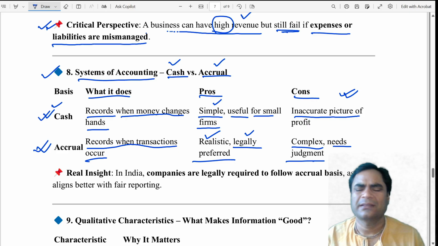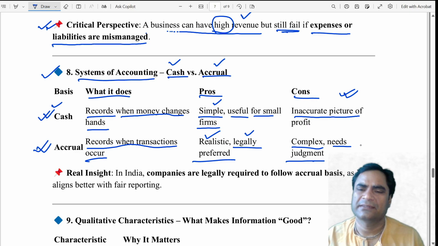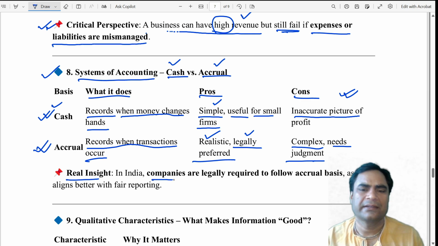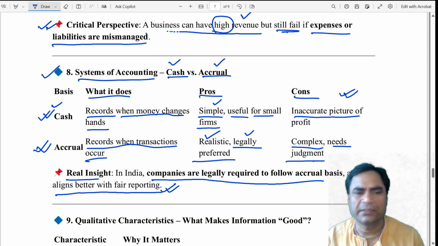Personal arbitration means there is a choice of method which is made by the accountant. There are several methods. The accountant may go for any particular method. So this needs judgment, right? So the real insight is: in India, companies are legally required to follow accrual basis, as I have already told you, as it aligns better with fair reporting. ये fair reporting के साथ एकदम ठीक से फिट बैठता है.